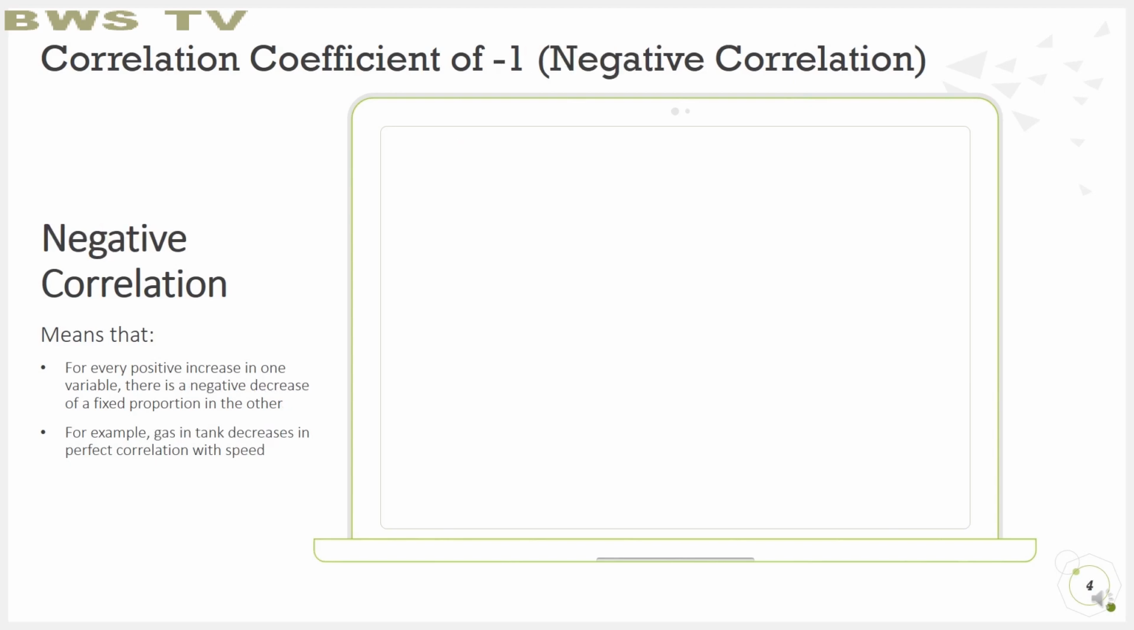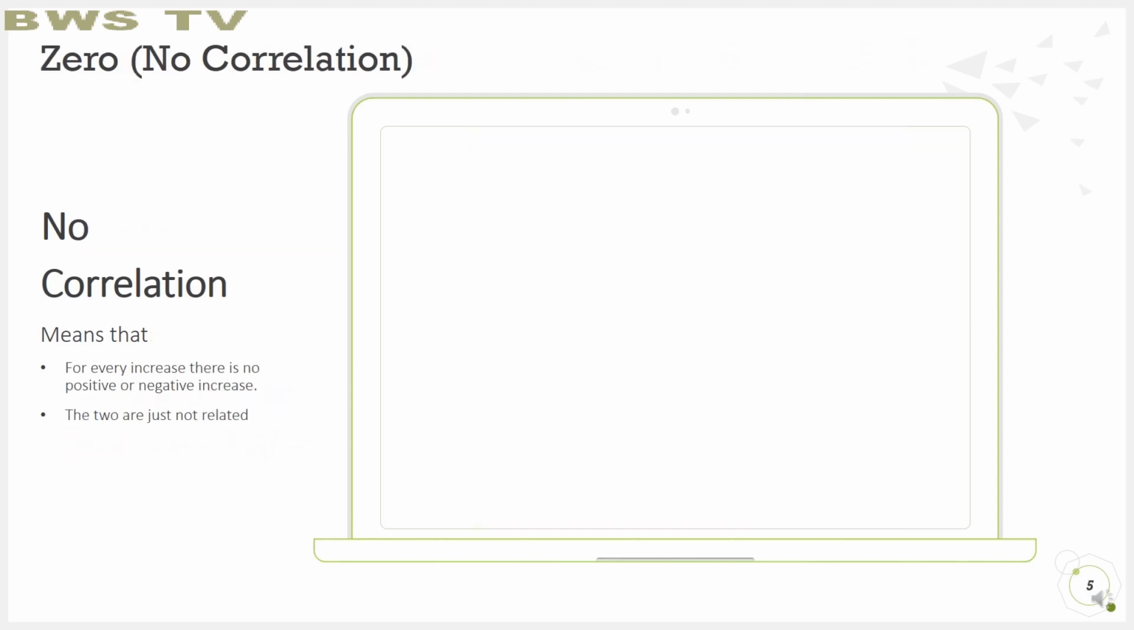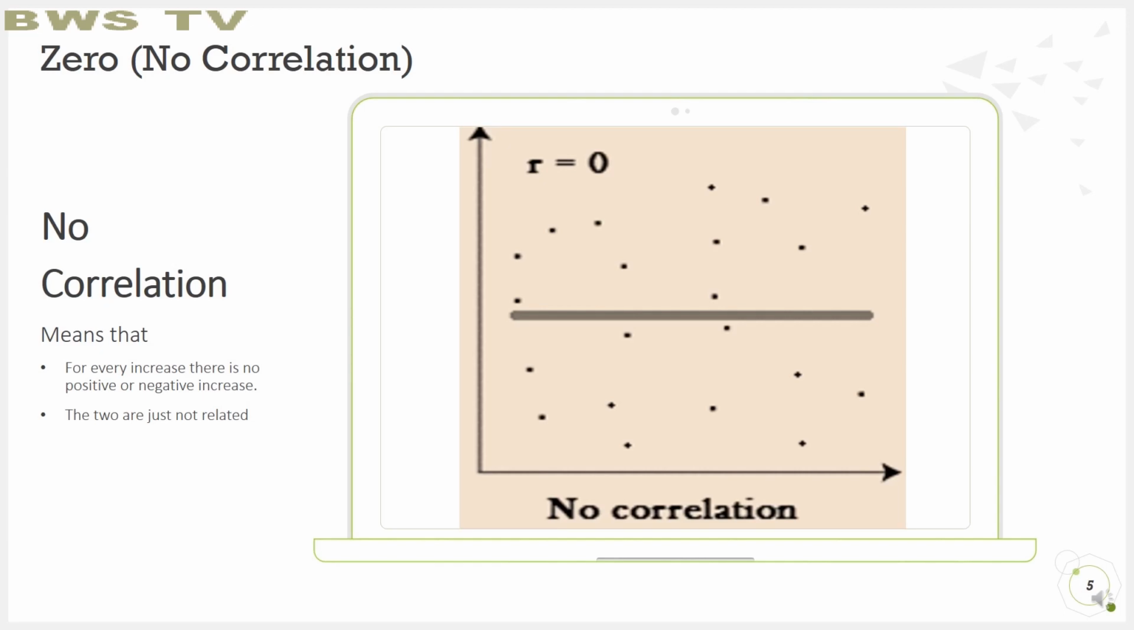Next is a correlation coefficient of -1, or negative correlation. It means that for every positive increase in one variable, there's a negative decrease of a fixed proportion in the other. For example, gas in the tank decreases in perfect correlation with speed, so it's going down. Negative correlation. 0, or no correlation, means that for every increase, there is no positive or negative increase. The two are just not related. Just one straight horizontal line.